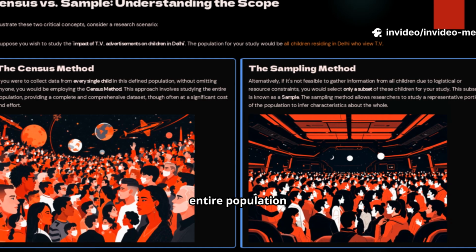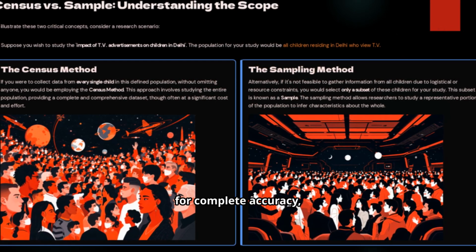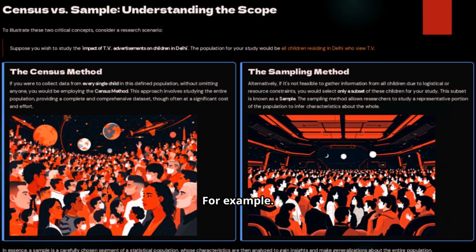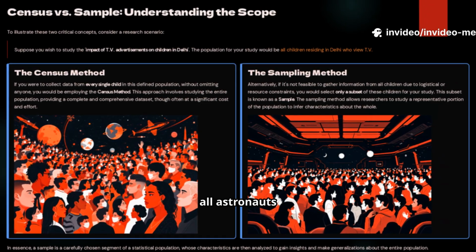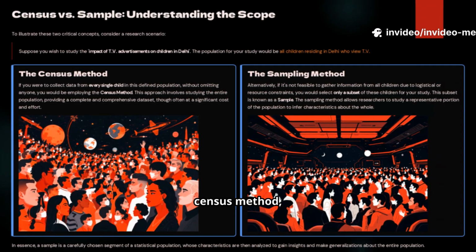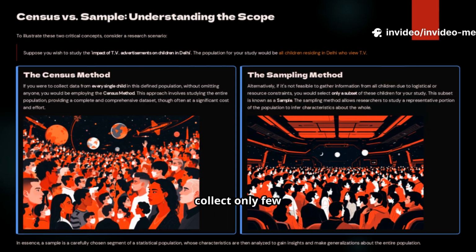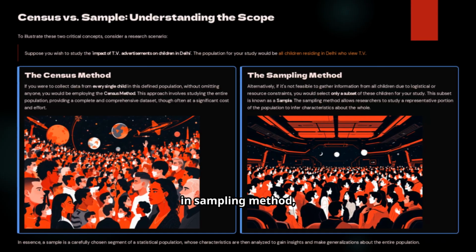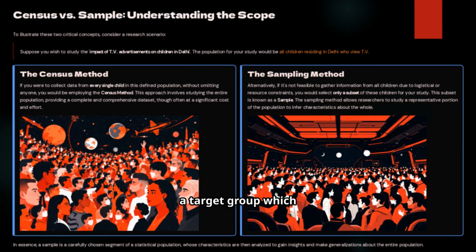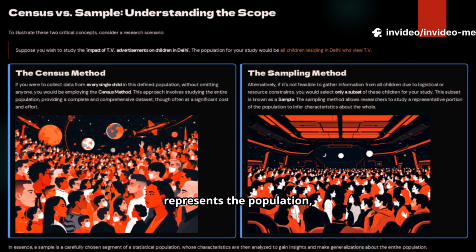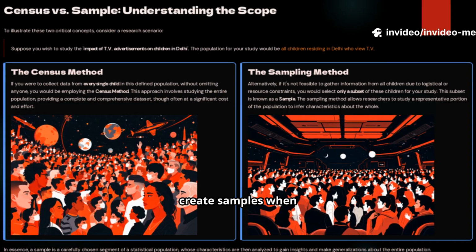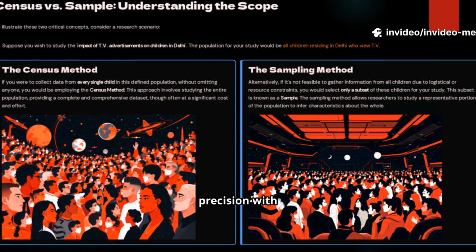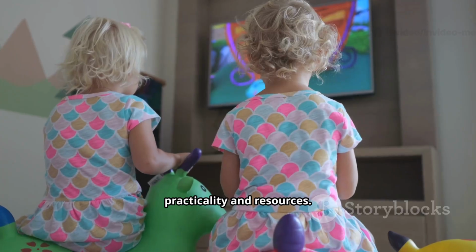Census studies the entire population for complete accuracy, while sampling selects a subset to infer broader trends. For example, information from all astronauts living in a space colony comes by the census method, whereas if you collect data from only a few spaceships out of all, it will be the sampling method. So, in the sampling method, researchers define a target group which represents the population, gather data, create samples when full coverage isn't feasible, and draw conclusions, balancing precision with practicality and resources.